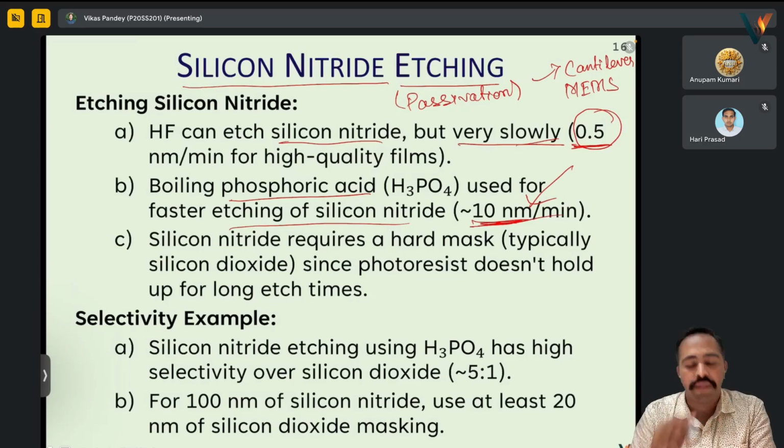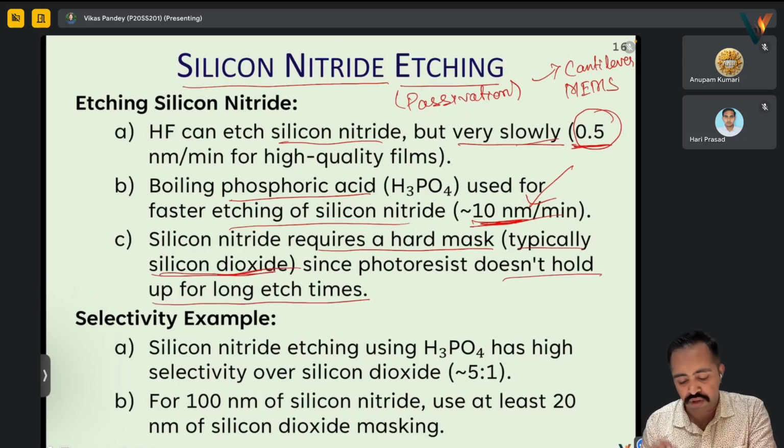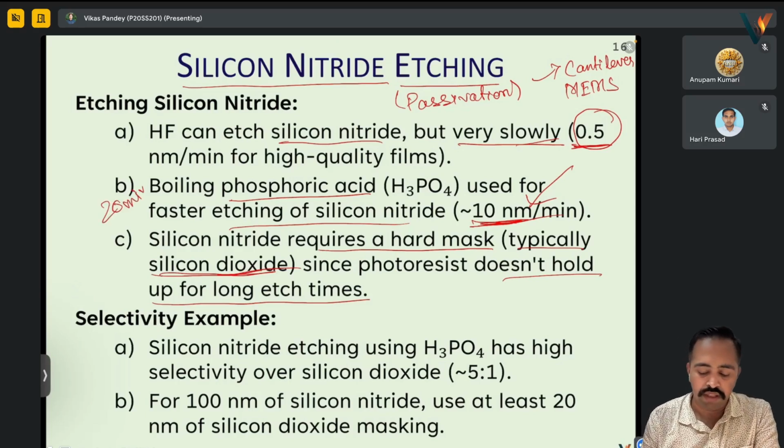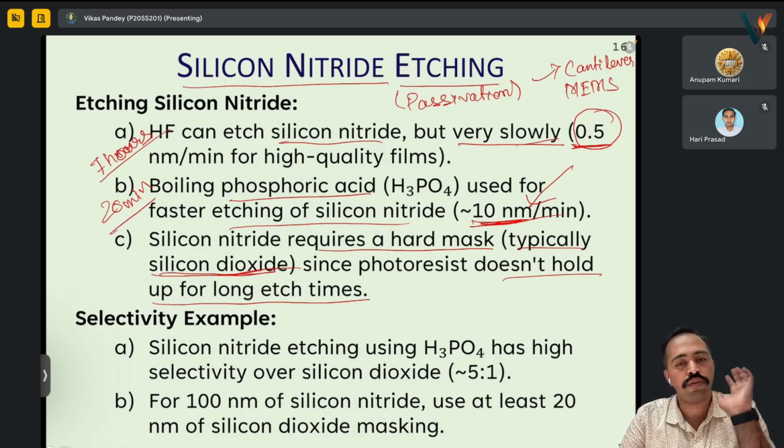Silicon nitride requires a hard mask. It generally requires silicon dioxide, since photoresist does not hold up for long etch times. Because here you see 20 minutes, and here it was around 7 hours, right? Photoresist cannot withstand so much time. It will just get removed. That is why we require a hard mask. Typically, silicon dioxide is used as the mask for such etching of silicon nitride.